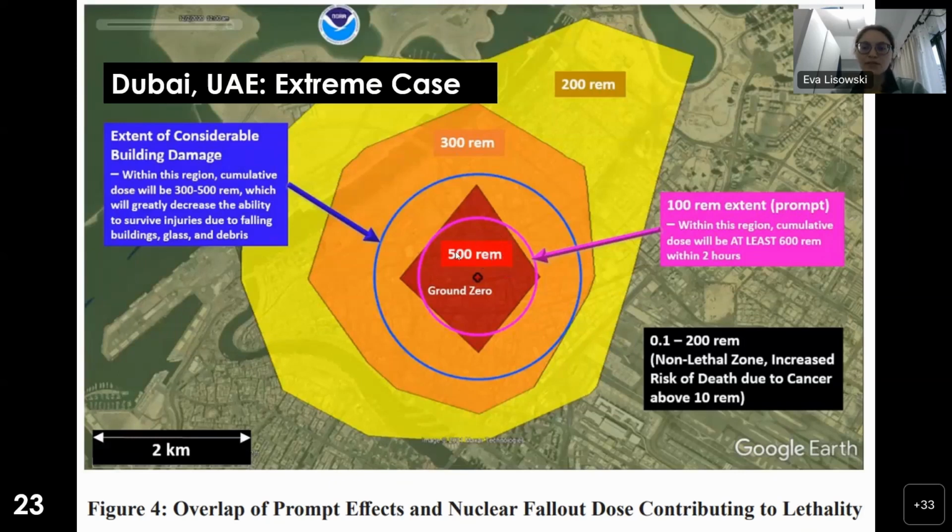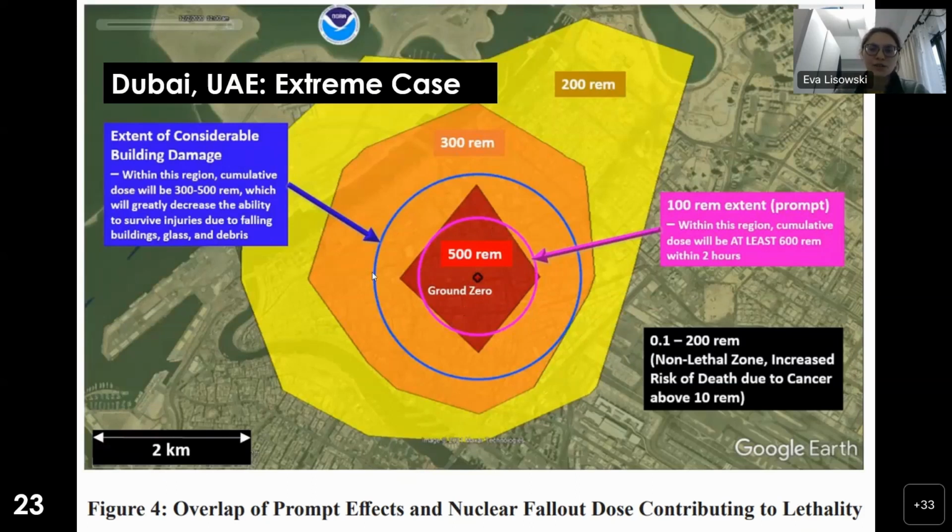With this 500 rem, you're seeing maybe over 50% death within 6 weeks or something like that. So now, due to the fallout occurring in the area, a total of 600 rem will be acquired by the people here, and the survivability will drastically go down because of how much radiation they're being exposed to in this region.